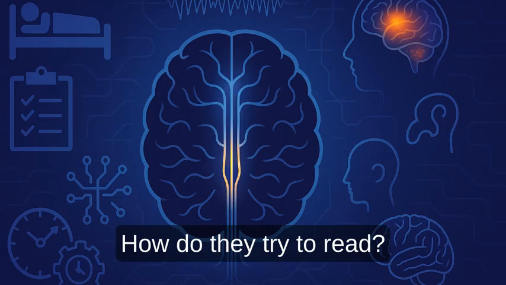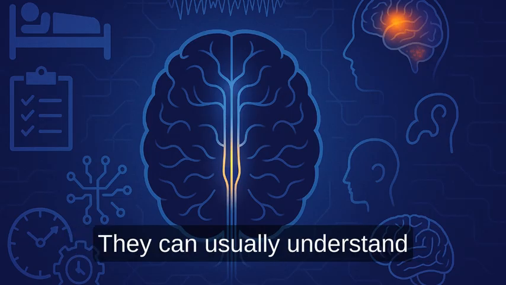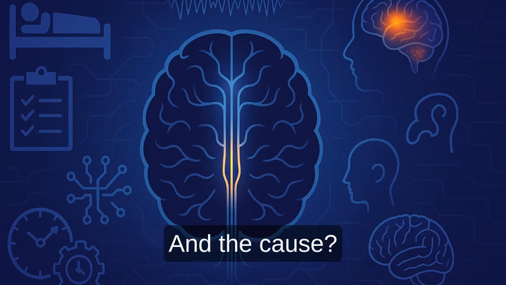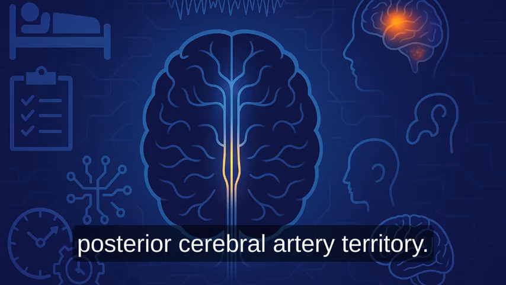How do they try to read? Often letter by letter. They sound out words very slowly. They can usually understand words spelled aloud to them. And the cause? Typically, a stroke in the left posterior cerebral artery territory.